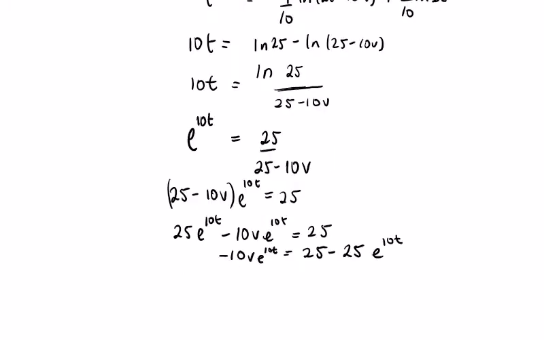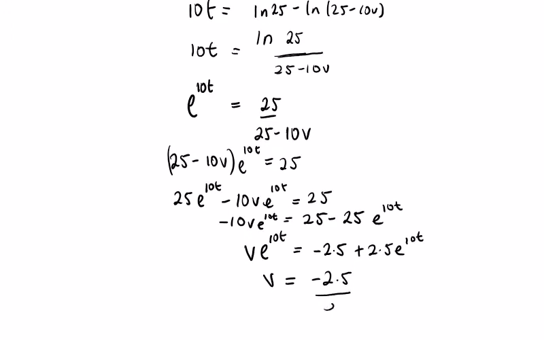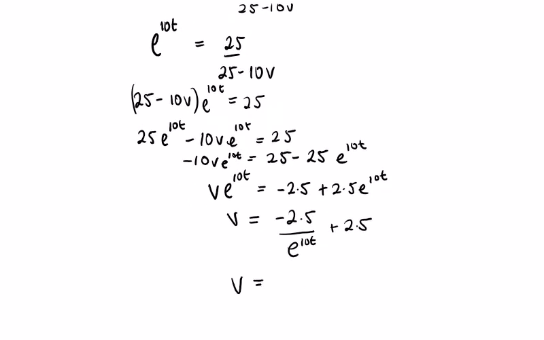If I divide across by minus 10, I'm going to get v e to the power of 10t is equal to minus 2.5 plus 2.5 e to the power of 10t. Now I need to divide across by e to the power of 10t, so I'm going to get v is equal to minus 2.5 over e to the power of 10t plus 2.5. And if I reverse those two around on the right, I'm going to get v is equal to 2.5 minus 2.5 e to the power of minus 10t.